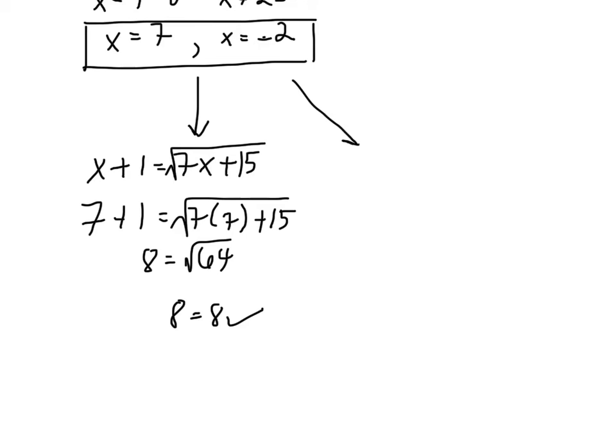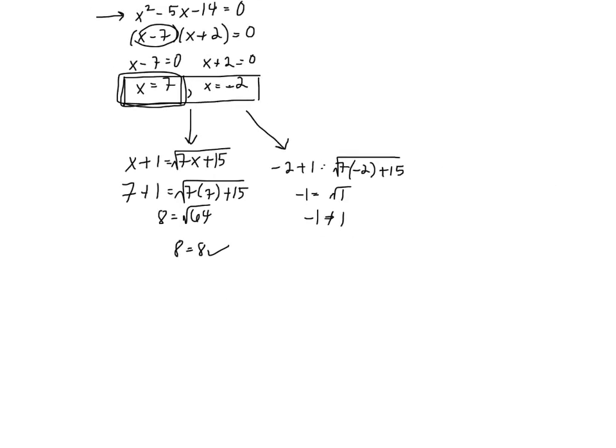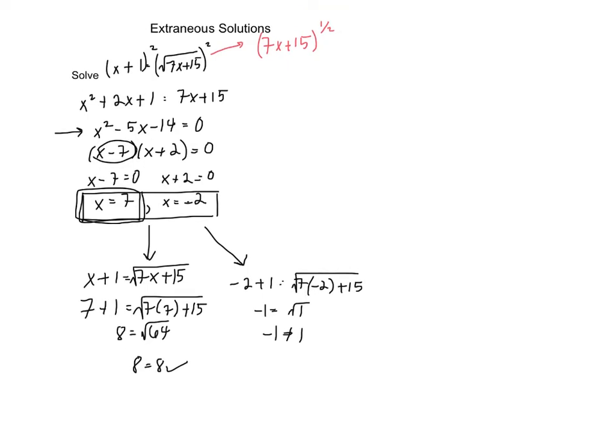Now we take our negative 2 and do the exact same thing. But in our final answer, we have negative 1 does not equal 1. Therefore, this is not a solution, and our solution is simply x equals 7. So whenever you have more than one solution, we need to check it by plugging it into the original equation.